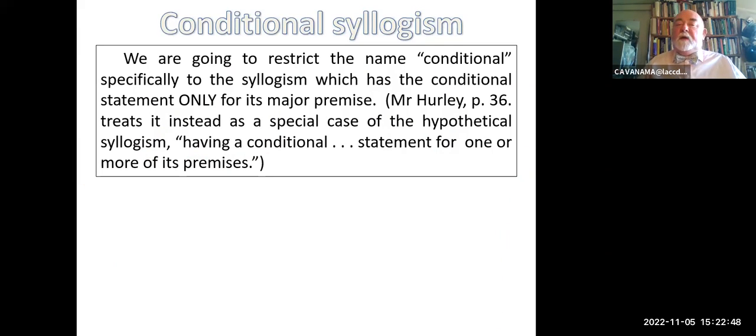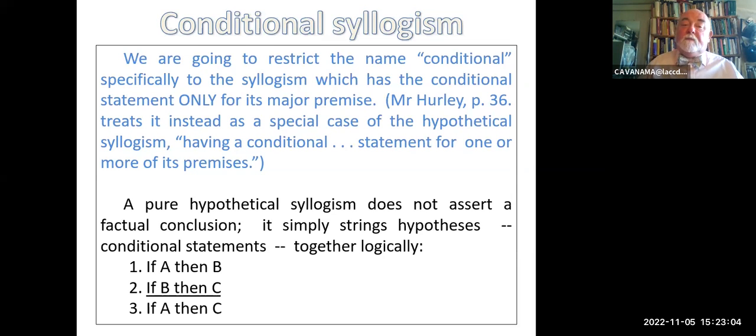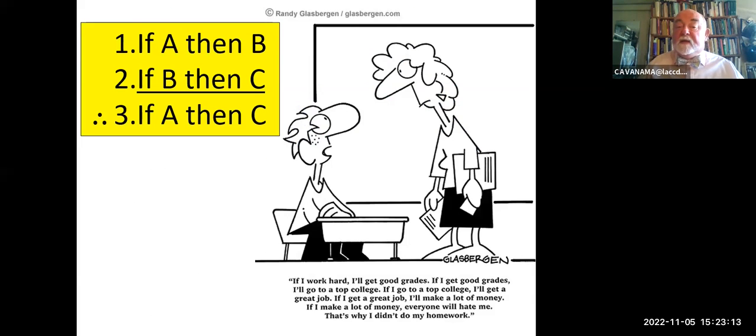Now, we're going to restrict the name conditional specifically to the syllogism which has a conditional statement only for its major premise. There are also hypothetical syllogisms, and Mr. Hurley treats these formally as he should, as special cases of the conditional. A pure hypothetical syllogism has conditionals not only in the major premise, but in the minor premise as well. And so you get things like this: if A, then B; if B, then C; if A, then C. And you string together one condition leading to another, etc.